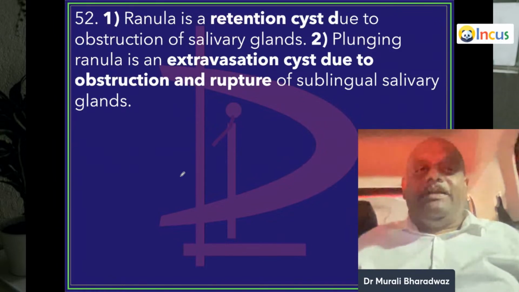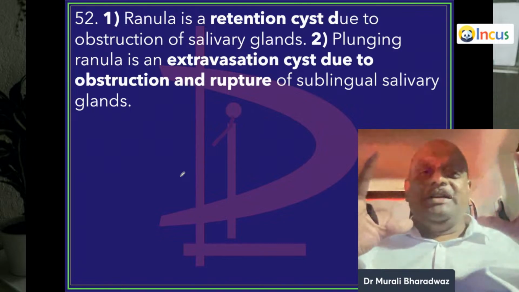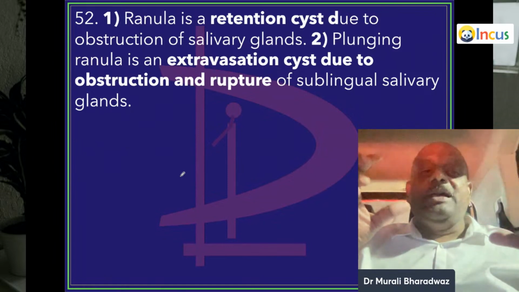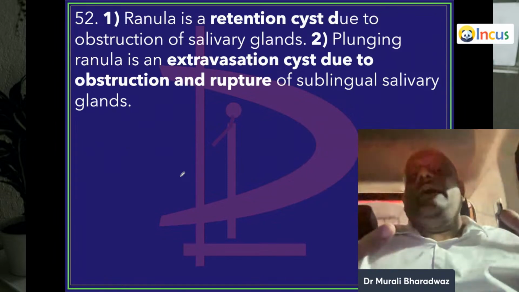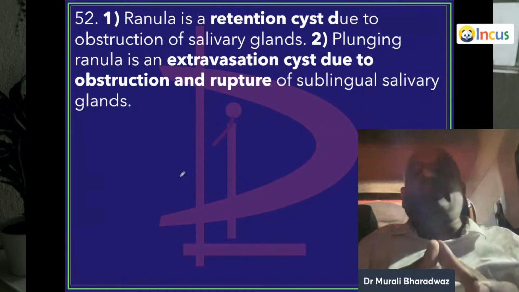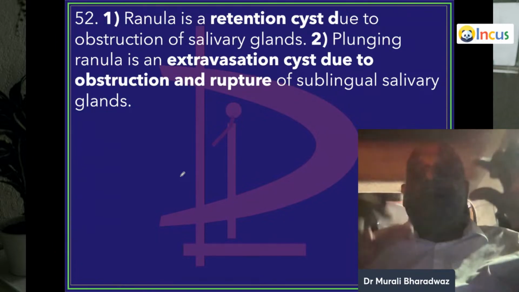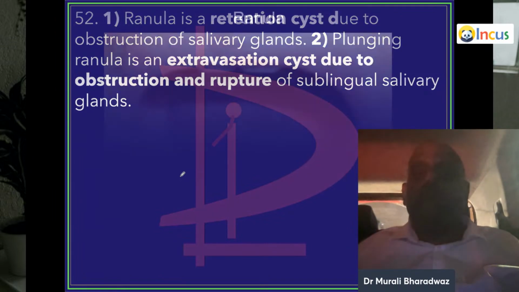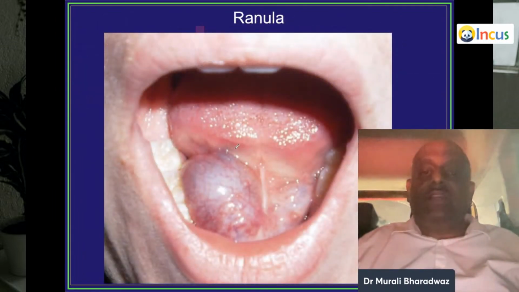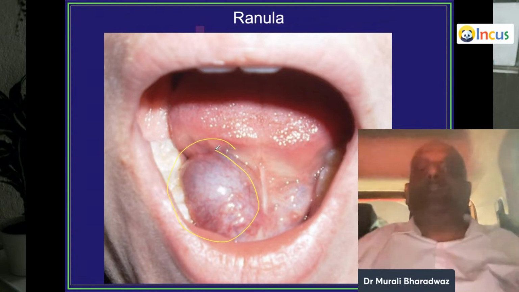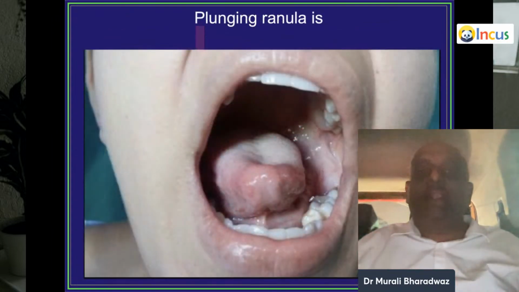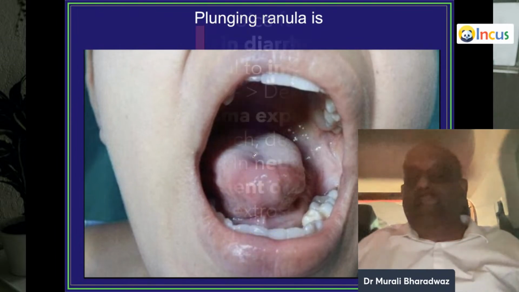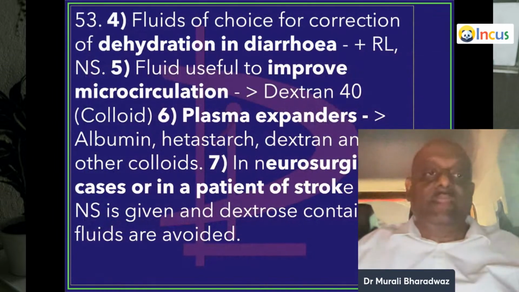What is ranula? Ranula is a retention cyst because of the obstruction of the salivary glands. And we call plunging ranula whenever there is any extravasation into that cyst because of the obstruction and rupture of the sublingual salivary glands is what you need to remember. So this is a typical image-based question about ranula, which you need to identify. And this is an example called plunging ranula is what I want to underscore to all of you.